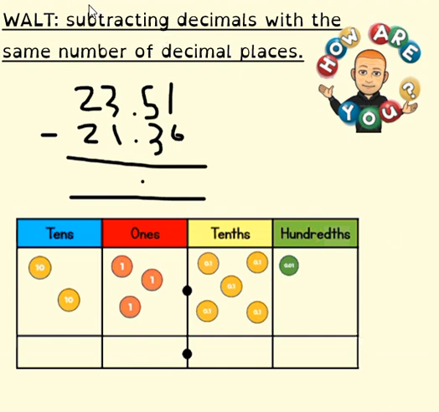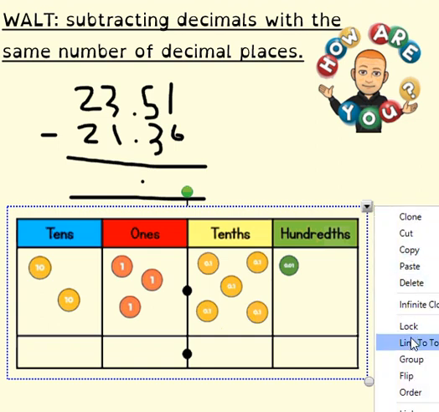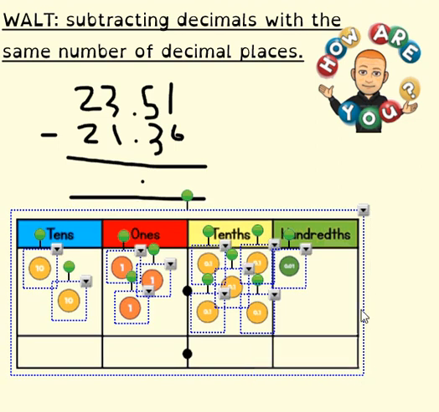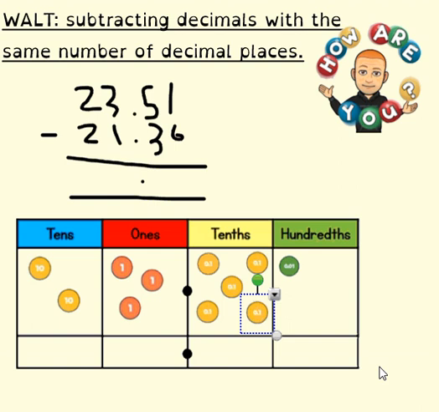We can exchange one of our tenths. Let's do that. We can exchange one of our tenths for 10 hundredths. Because we know that 1/10 is equal to 10 hundredths. They have an equal value. We can now see on the place value grid that we have 4 tenths remaining and we have 11 hundredths.